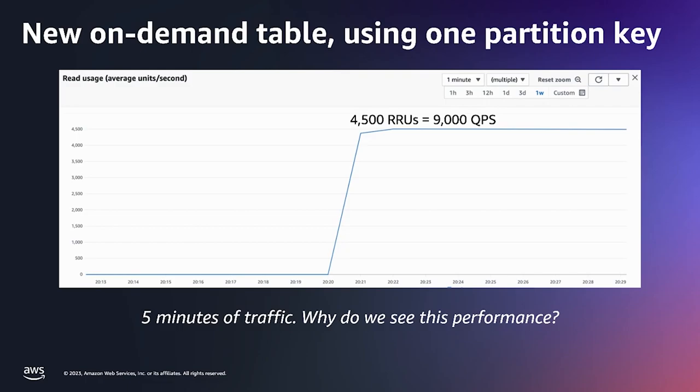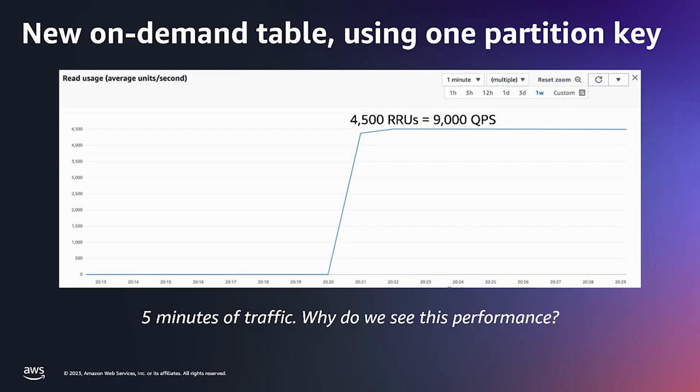Well, all right, so we know that all the traffic's going to one partition. And we know that one partition can do, if strongly consistent, 3,000 queries. If eventually consistent, that would be 6,000. And somehow I'm getting more than I expect. Well, that's nice of me.